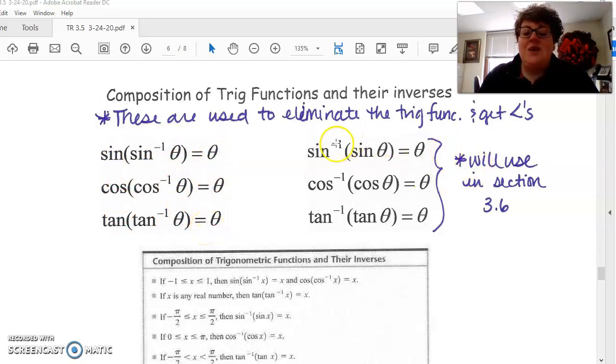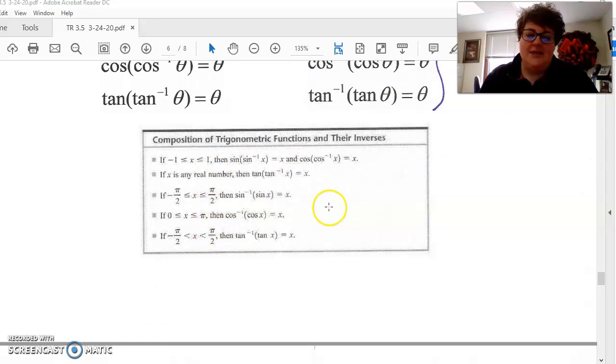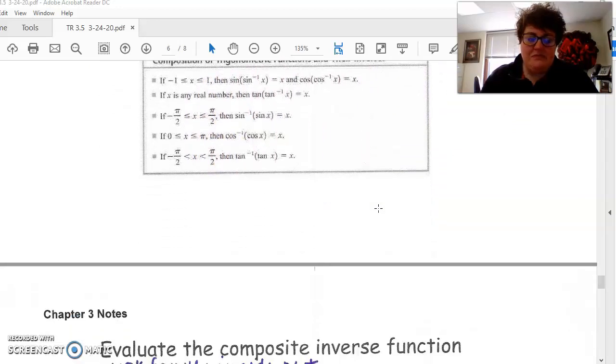And the ones we'll use most are on the right-hand side, and we'll definitely use these in section 3.6, the end of 3.5 and 3.6 on Thursday. So inverse on the outside, regular trig function on the inside, that gets us at our angle. So we will use those. And again, this is the box that's discussing the restricted domain.